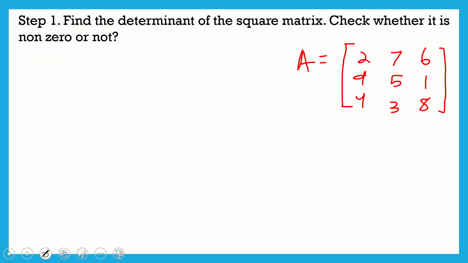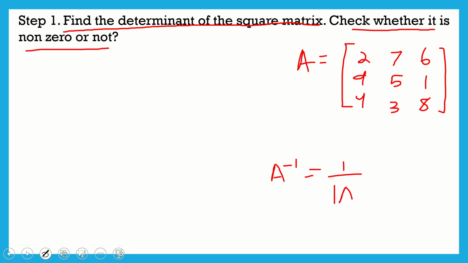The first step is to find the determinant of the square matrix and check whether it is 0 or not. Definitely you know that when the determinant of a matrix becomes 0, then its inverse does not exist, right? I have written the formula right now: A inverse is equal to 1 upon determinant of A into adjoint of A.